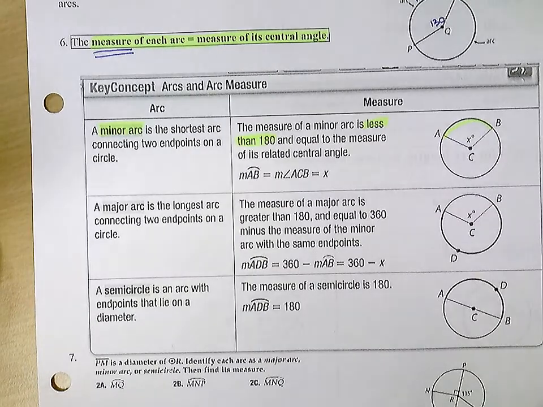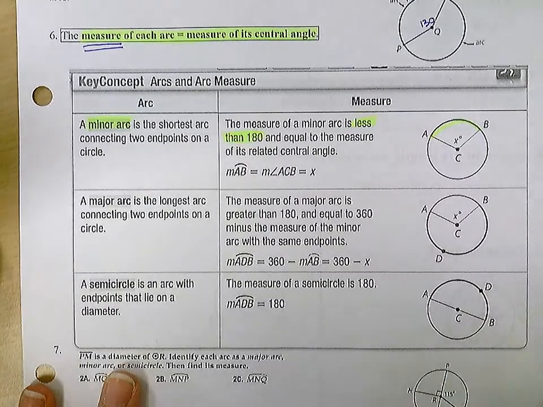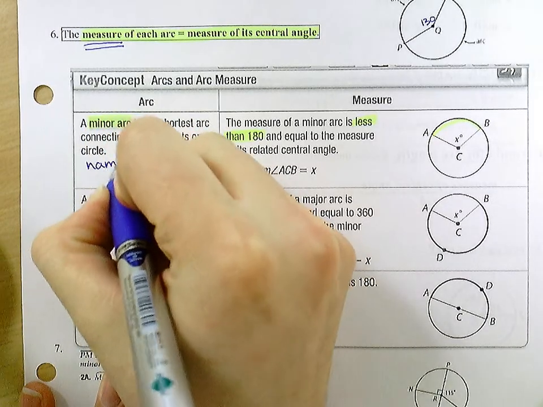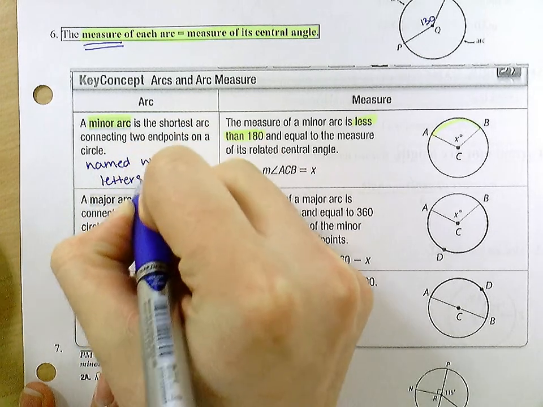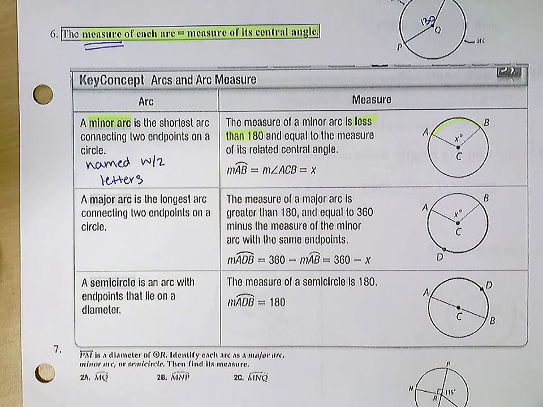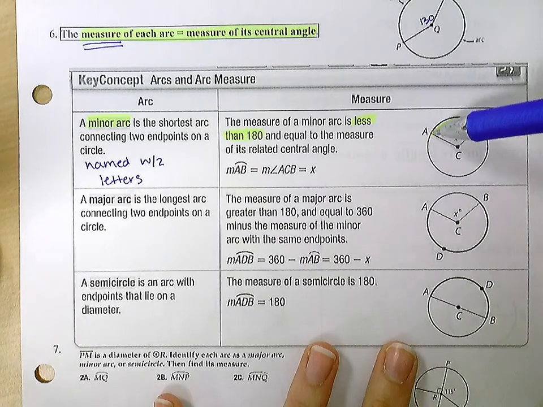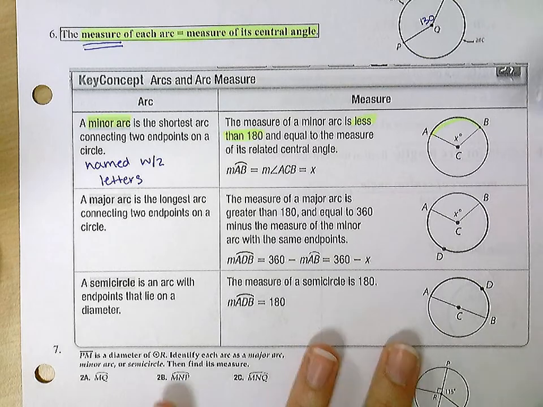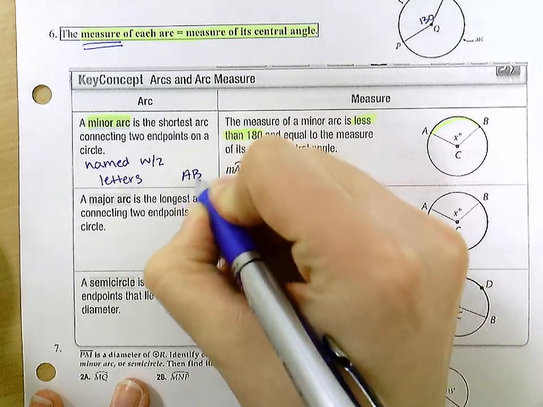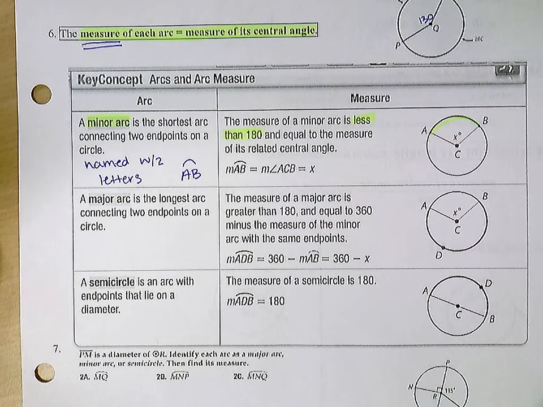Now when you're labeling a minor arc, it's named with two letters. In the picture at the right there, I would say this is arc A, B. So you use those end points of that arc. And then just like with our segments, we do have a symbol that goes over the top. You just draw an arc over those two letters there.